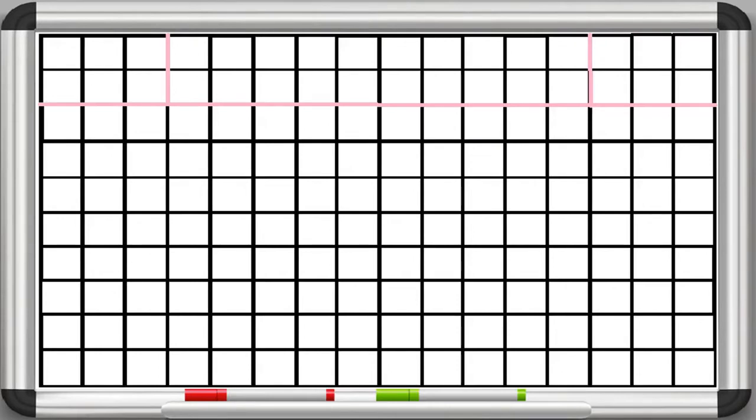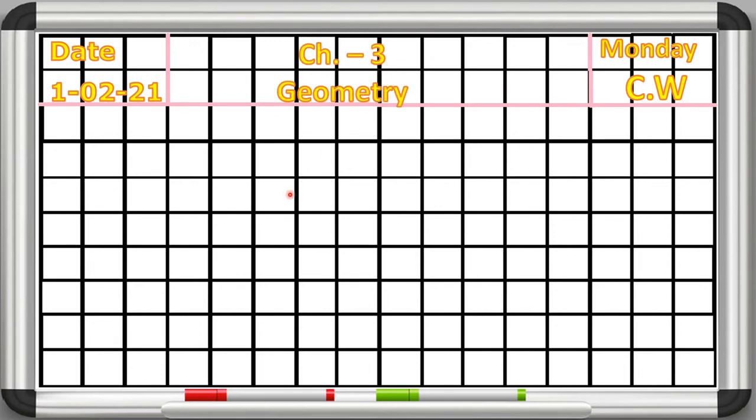Now beta, I am going to tell you how you can draw the cube in your notebook page. First of all you have to make two lines format like this. Here you will write the date, that is 1, then 2, then 2021. Then at the side you will write Monday, then CW. And in between you have to write chapter number 3, geometry. And then you have to draw the cube shape.